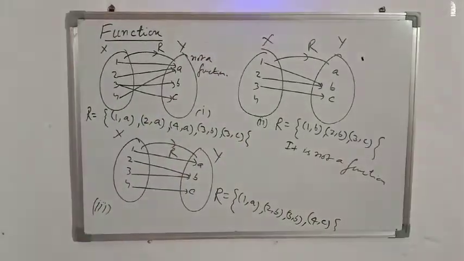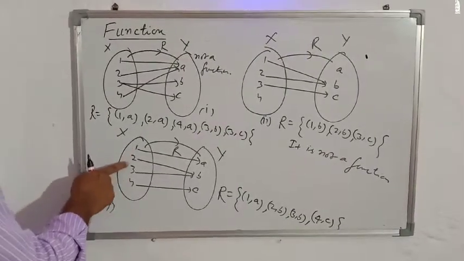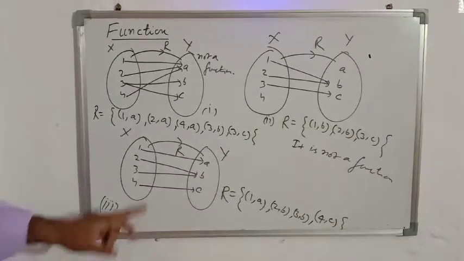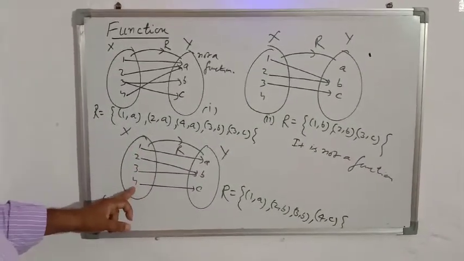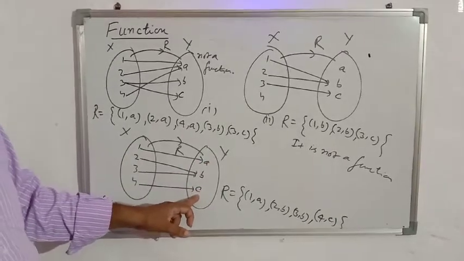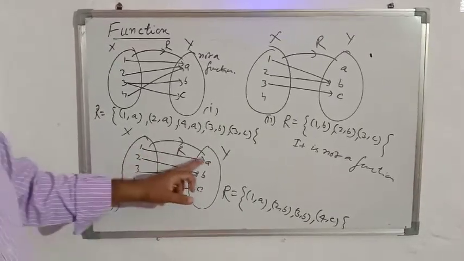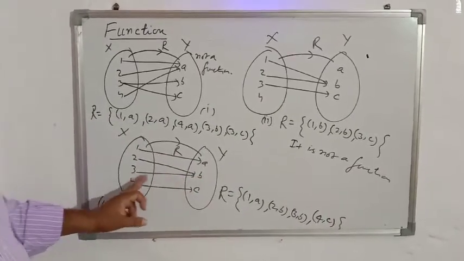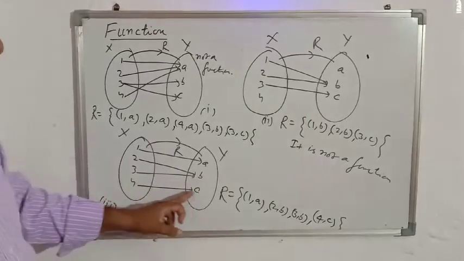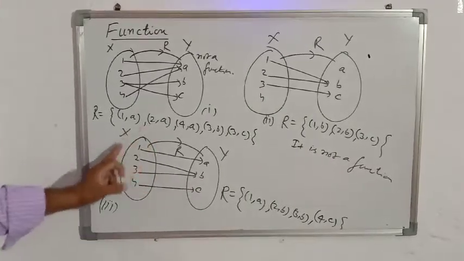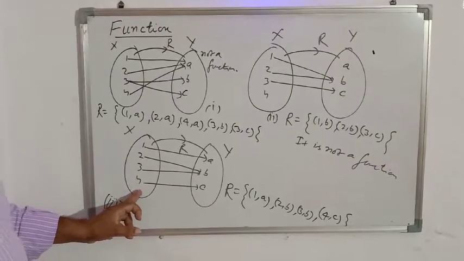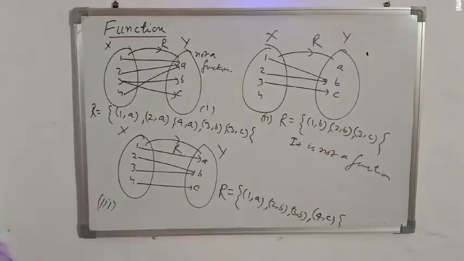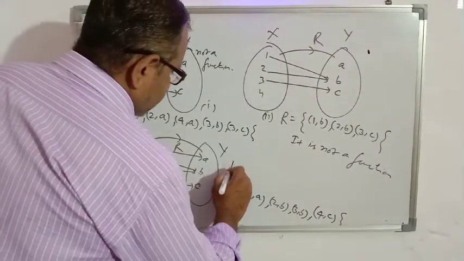But see the third relation. We see that each element of the set X has a unique image in the set Y. Means each element of X is uniquely related to the elements of Y. 1 has only one image a. 2 has only one image b. 3 has only one image b. 4 has only one image c. So each element of set X is uniquely related to an element of set Y. So it is called a function.